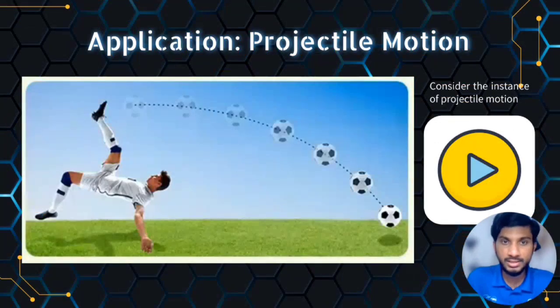As you can see, this is the application of projectile motion. This is an example video that you can refer to by clicking the play icon. I have attached the link. This video explains a common example of projectile motion, which is a ball thrown up into the air. The ball will initially travel upwards until it reaches its peak height and then it will fall back down to the ground.